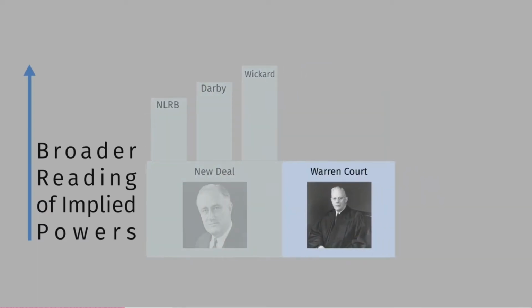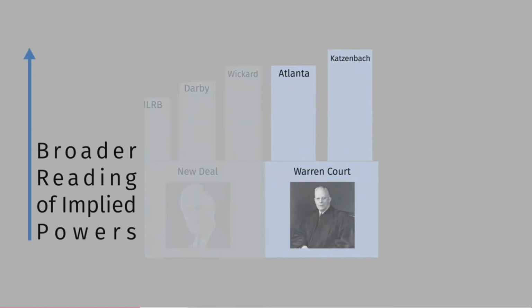And the New Deal doctrines governing implied powers continued on the Warren Court, and they were used to uphold civil rights, such as the Civil Rights Act of 1964 in Heart of Atlanta and Katzenbach, where the court added a jurisdictional hook to regulate intrastate activity that used items that had traveled in interstate commerce.